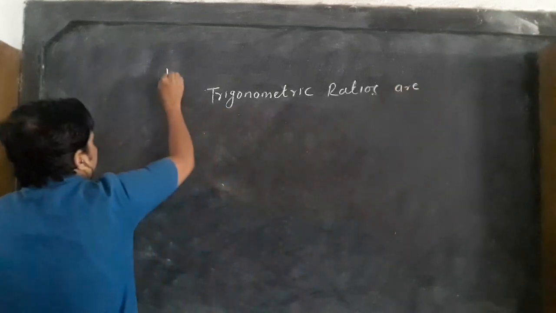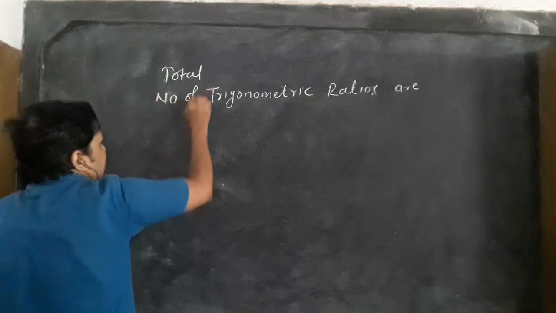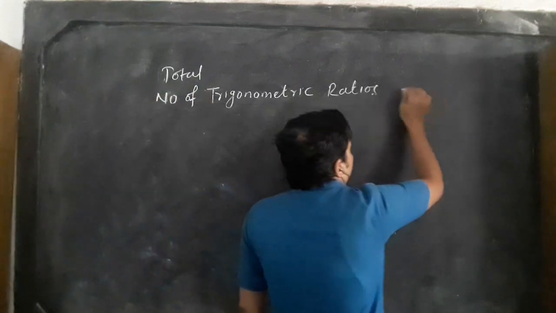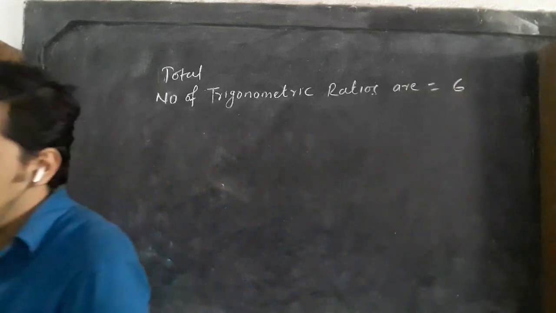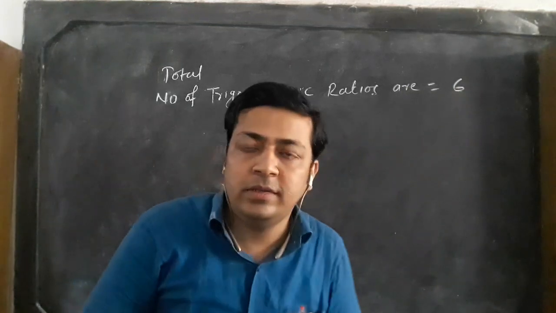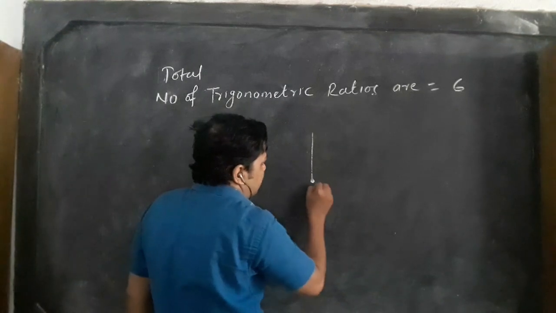Total number of trigonometric ratios is 6. How? Why 6? Why not more than 6? Why not less than 6? Because when you see here, the concept lies under this one.